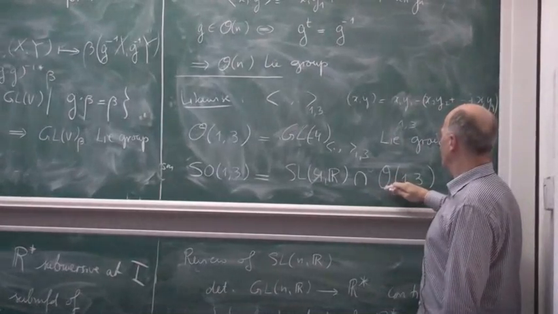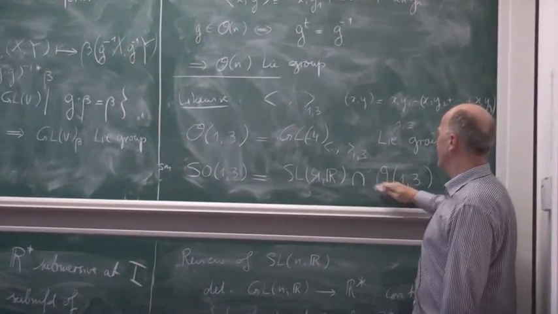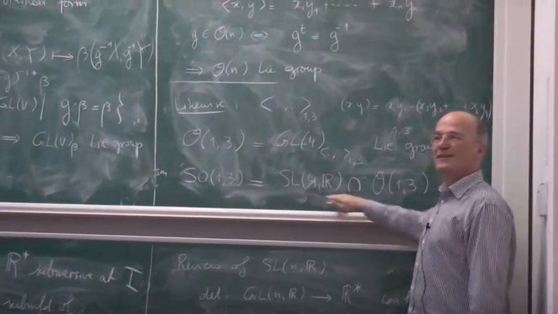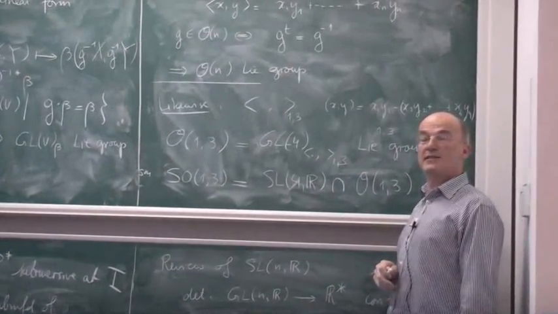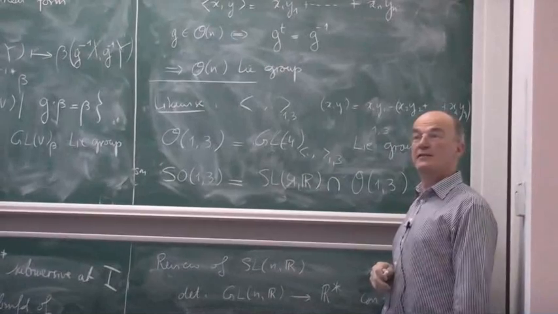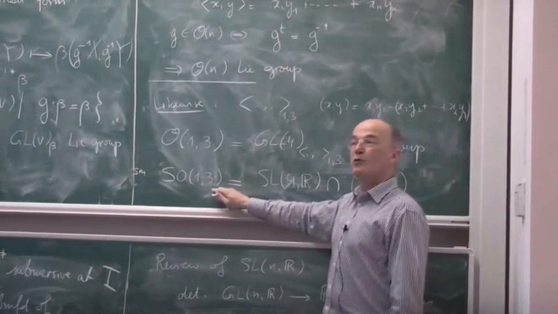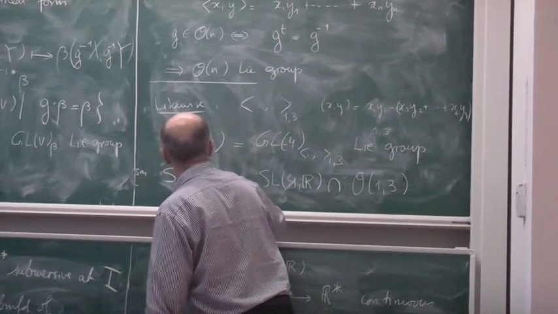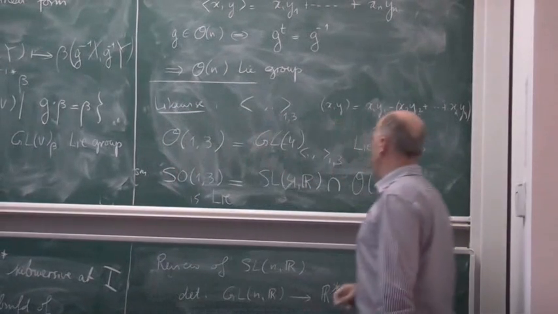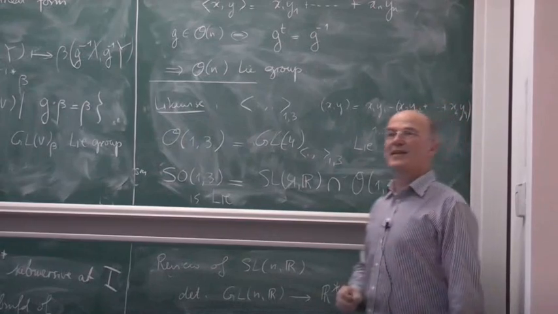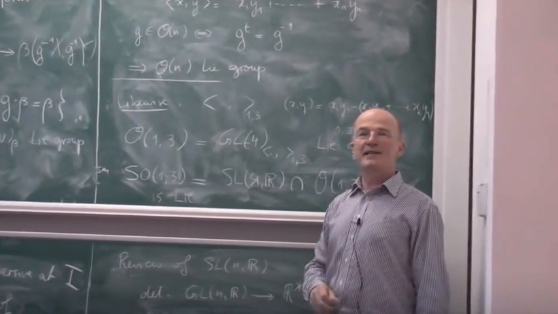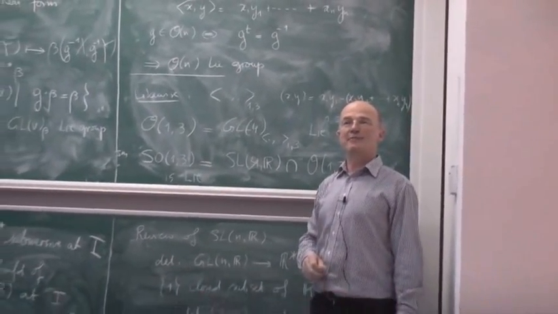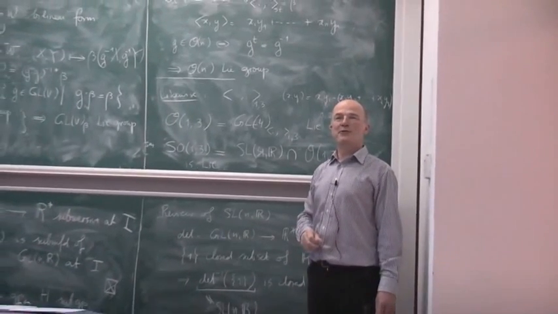These are both closed. So the intersection is the intersection of two closed sets, and is therefore a closed set. So this is a closed subgroup, therefore a Lie group. And if you want to know about the other classical examples of Lie groups, please read the lecture notes carefully. So this is the theory for today.